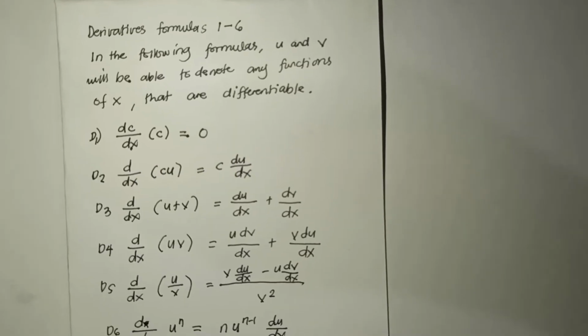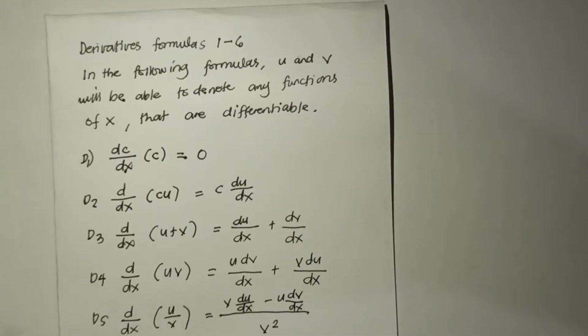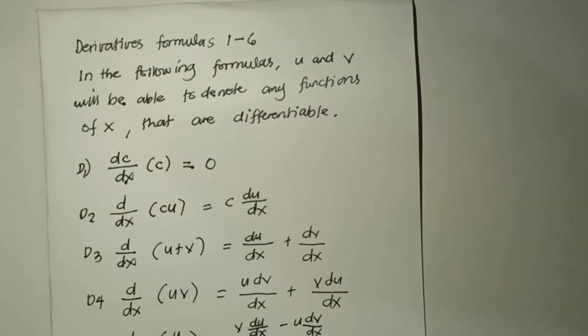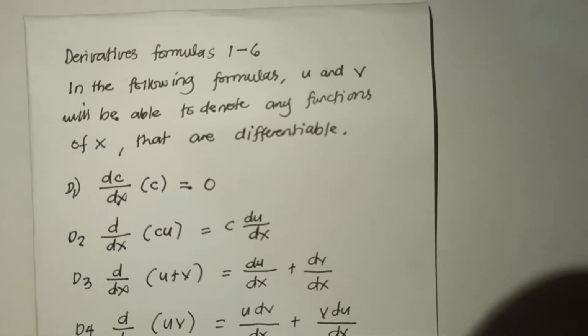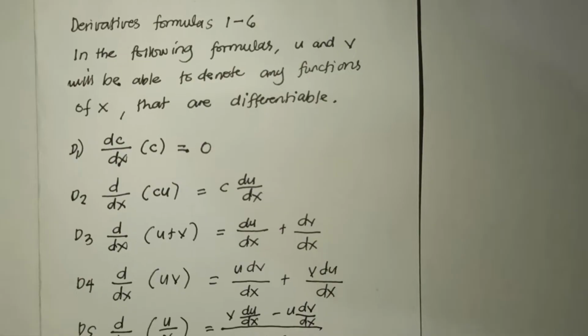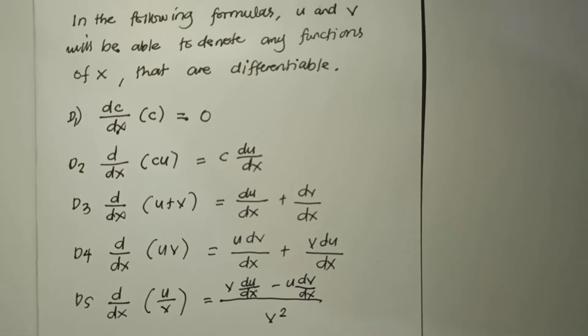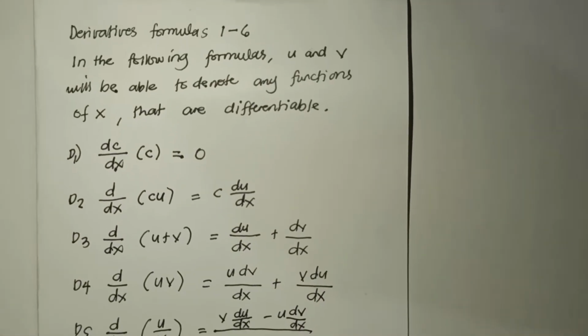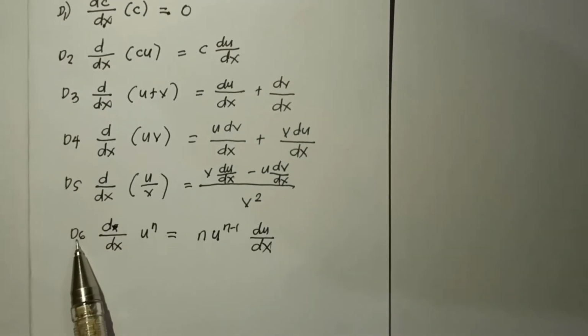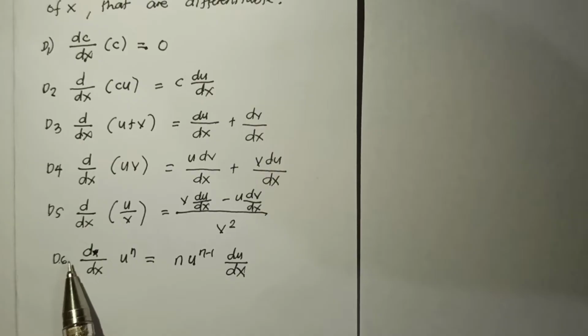Okay, so we are back. So this time we will be talking about derivatives formulas from 1 to 6. In the following formulas, u and v will denote any functions of x that are differentiable. So we have D1 to D6. We have to internalize this part.